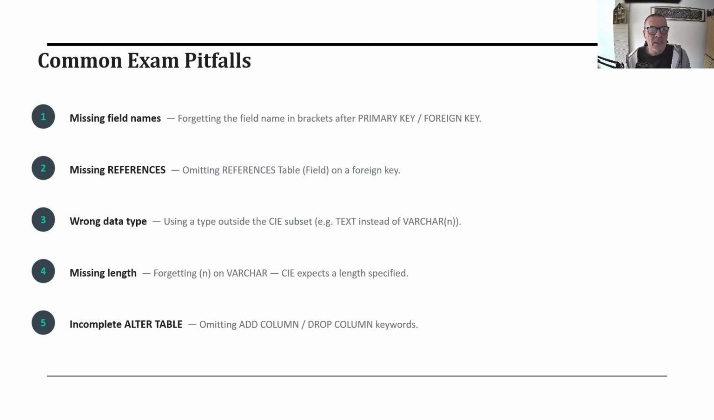Some common mistakes. So you might miss field names. You might forget the field name in brackets after primary key or foreign key. So don't forget those brackets and put the name of the primary key in there for CIE. Missing references. So when you're creating a foreign key, don't forget you need to use the word references, then the table that's where the primary key comes from, and the field name on that table.